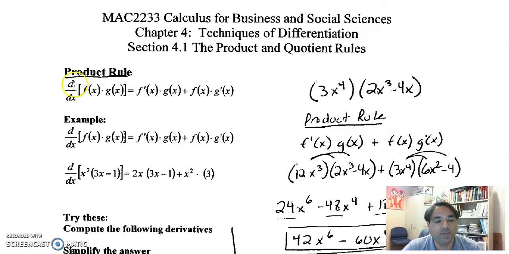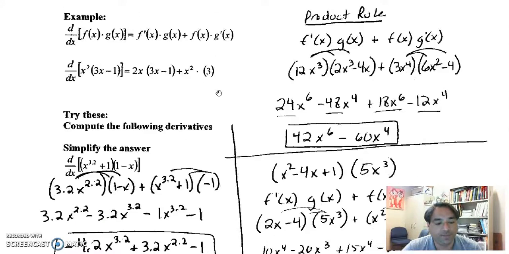Now, to take a derivative, d over dx, of two functions being multiplied, here's how we do it. You take the derivative of the first function times the original second function plus the original first function times the derivative of the second function, and then you can simplify. So let's do some examples.